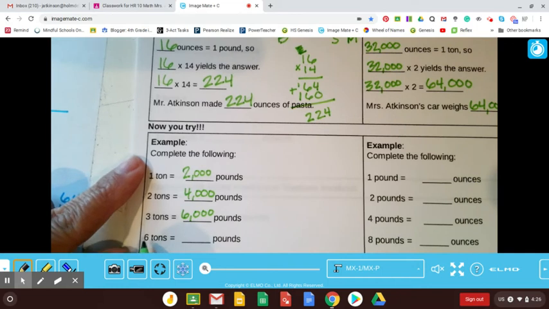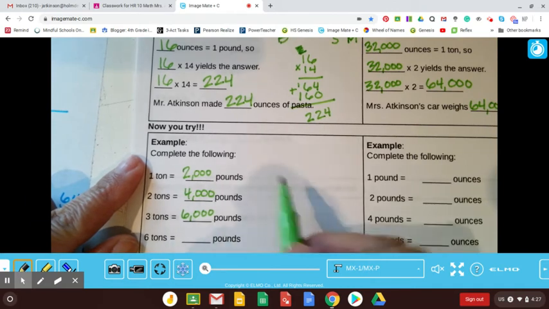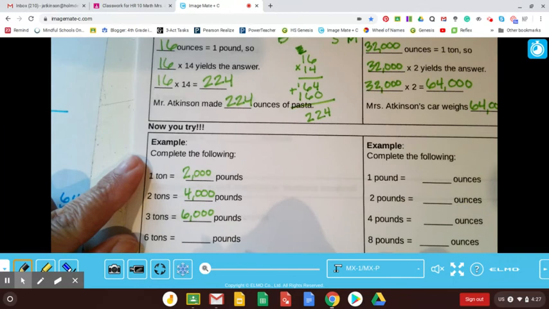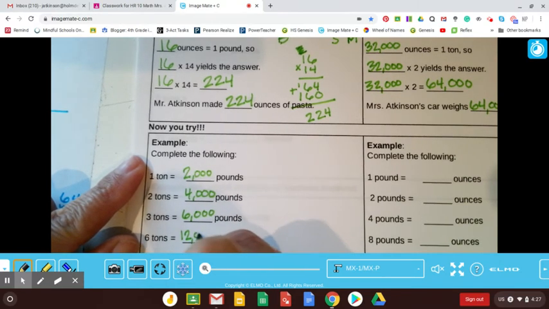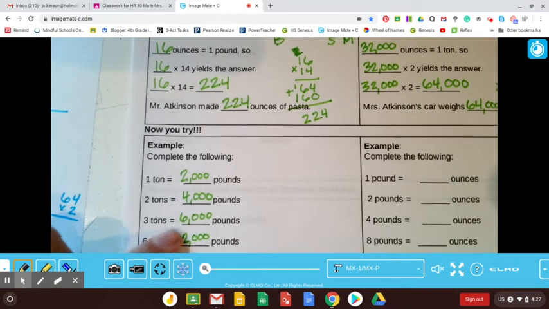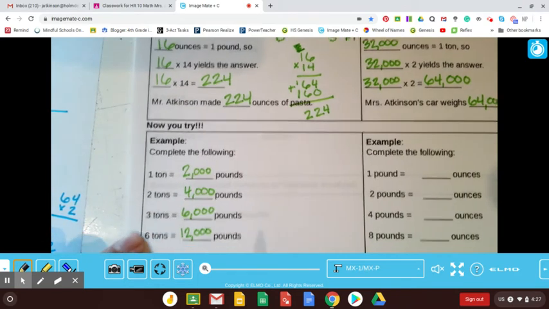But think about it, 6 tons, right, and each ton is 2,000 pounds, so we can do 2,000 times 6. What is 6 times 2? Well, 6 times 2 is 12, right? And then we have to add on our zeros. Or we could have doubled the 3 tons.